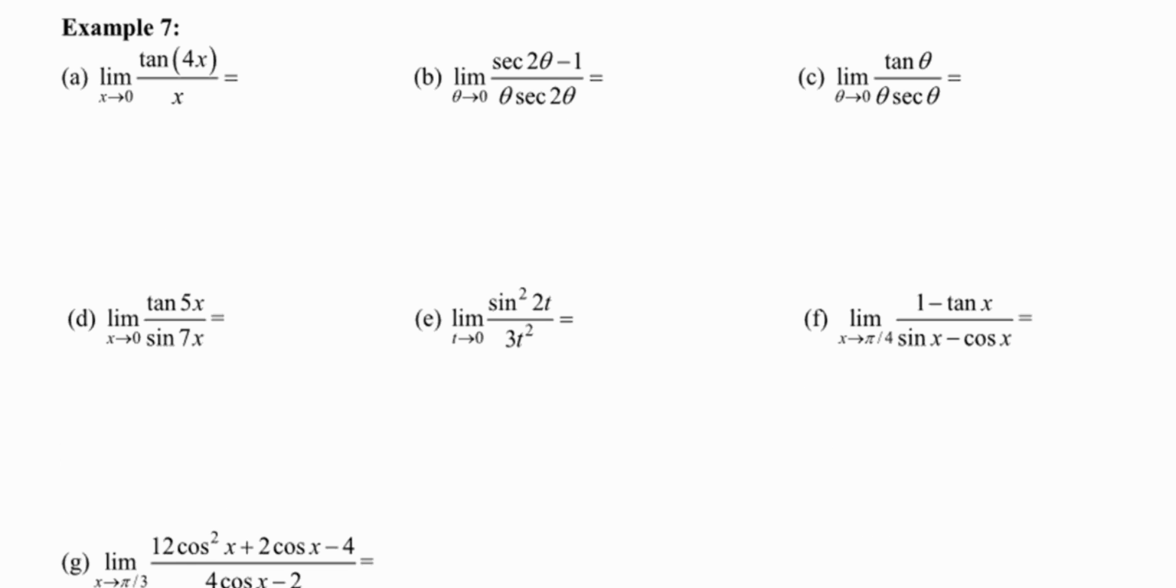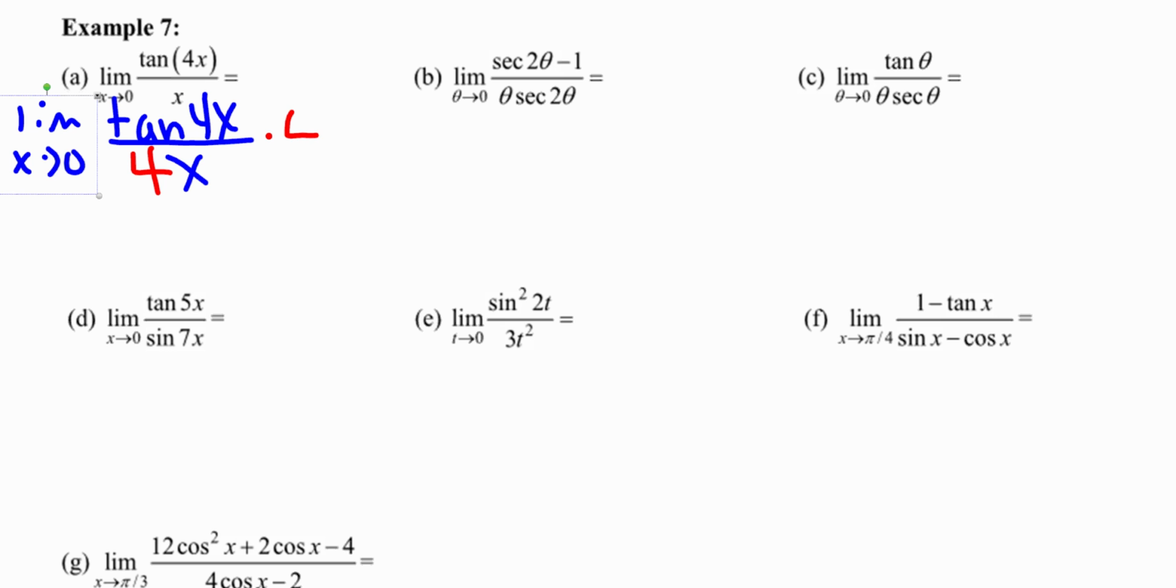Alright, so we don't have tangent of 4x over x, but what we could do is instead write tangent of 4x over 4x if I multiply the bottom by 4. I know that limit. Okay, if I'm going to multiply the denominator by 4, I have to also multiply the numerator by 4. So the limit as x approaches 0 is 1 times 4, or just 4.